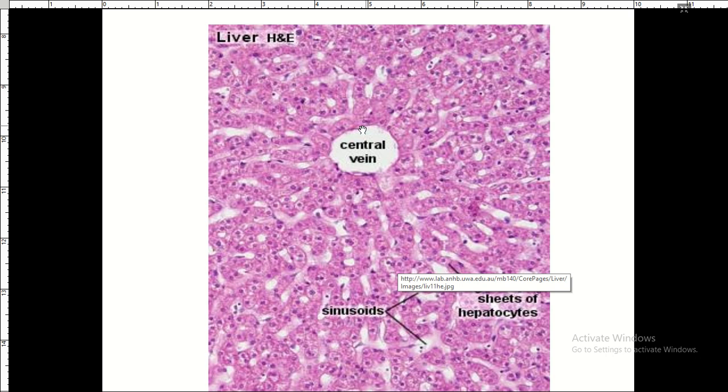Another good diagram, you can actually see this is your central vein. These are your sinusoids with blood, and these are the sheets or plates of the hepatocytes. You can actually see them.